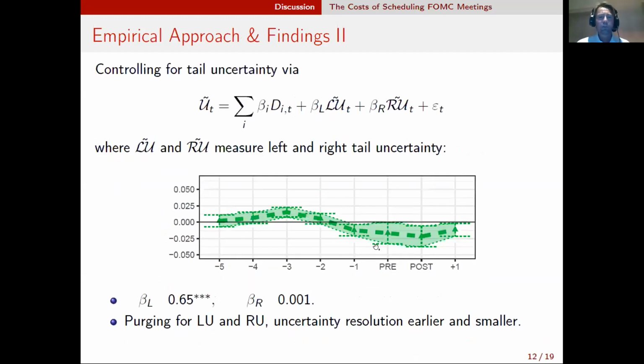However, when controlling for tail uncertainty, they find a somewhat different result. If you include measures of left and right tail uncertainty in the same regression, the left tail uncertainty explains a lot of the variation in uncertainty overall, and what's left for the dummies is just a little uptick in uncertainty up to 3 days ahead of the announcement, which then declines coming into the announcement day. So there's no uncertainty resolution left. If anything, there's uncertainty resolution earlier, and it's quite a bit smaller.